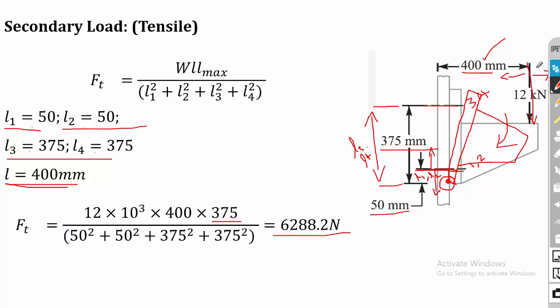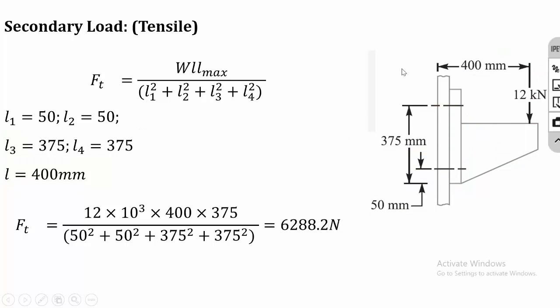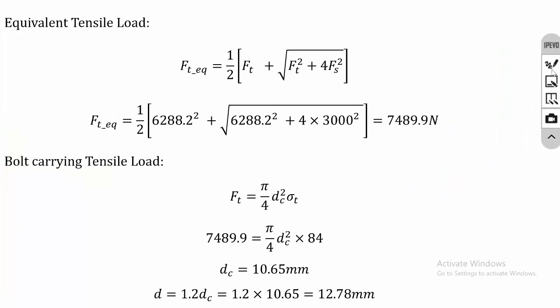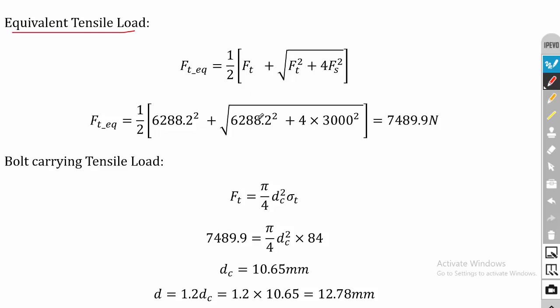After calculating Ft and Fs, since the sigma t value is given in the problem, I have calculated the equivalent tensile load. So Ft equivalent is equal to half of Ft plus root of Ft square plus 4 Fs square. Ft is 6288.2 and Fs is 3000. By solving this, I can calculate Ft equivalent as 7489.9 Newton.